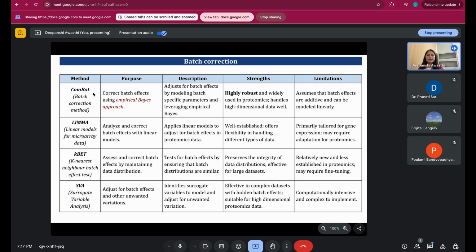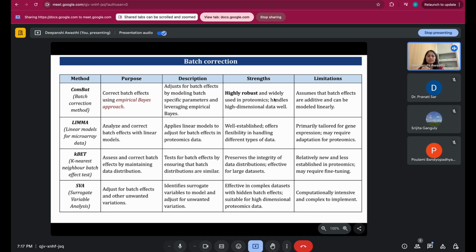So first of all, ComBat, which is majorly used, and this is the most robust method used for batch correction. ComBat stands for the batch correction method, and it corrects the batch effects using the empirical Bayes approach. So there are some statistical approaches which these methods use to normalize your data and then remove the batch effects. It adjusts for the batch effects by modeling the batch specific parameters and leveraging empirical Bayes. So in that way it removes the batch effect.